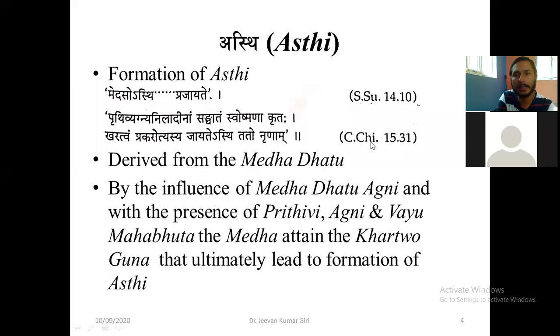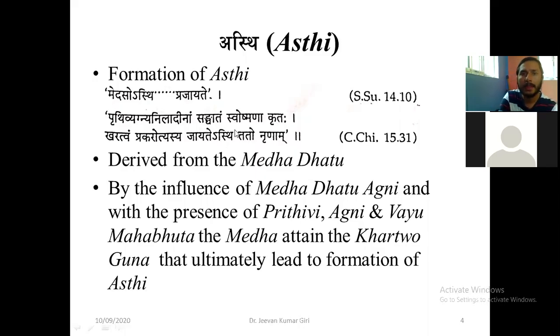This is in Charaka Chikitsa Sthana, 15th chapter, 31st sloka. Here Charaka has explained: Prithivi Vayo Agni Aniladina Sanghatam Sosmana Kritaha, Kharatvam Prakarotasya Jayate Asti Tato Nrinam. Here Prithivi, Agni, and Anila, where Anila is Vayu, Sanghatam Sosmana Kritaha, kharatvam prakarotasya jayate asti tato nrinam. Here what he told is that from Meda, Asthi is going to derive.